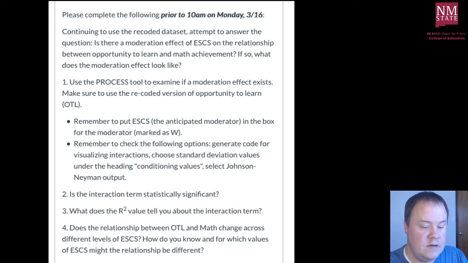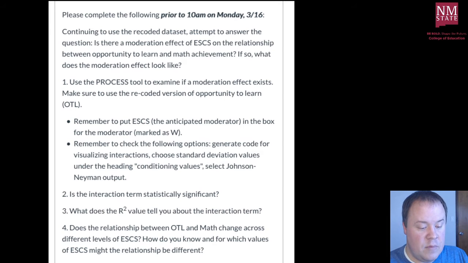Remember to put ESCS, the anticipated moderator, we don't know if it is, we're testing to see if it is, in the box for moderator, which is marked W. And then check the following options: generate code for visualizing interactions, choose the standard deviation values under the heading conditioning values, and select the Johnson-Neyman output, which helps to understand at which point things become statistically significantly different based on different levels of the potential moderator, in this case SES.